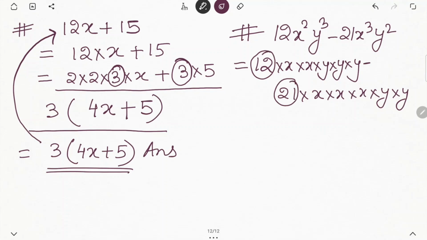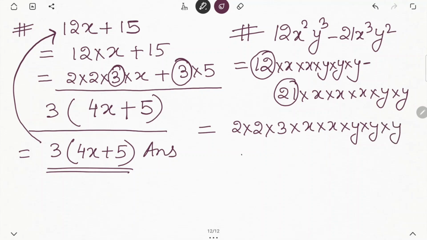the number. So what is the factorization of 12? It is 2 into 2 into 3, and then I write the variable, that is x into x into y into y into y minus, what is the factor of 21? 3 into 7, and then I write the variable x into x into x into y into y.